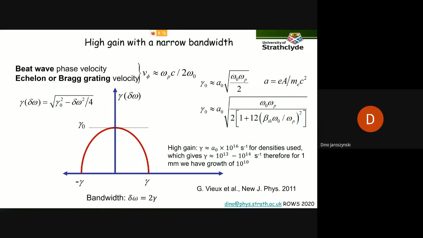So the gain of these amplifiers can be very high. And for the sort of intensities that we work with, between 10^13 and 10^15 watts per square centimeter in the pump laser beam, one can resonantly excite the wave at a very high rate, at about 10^13 to 10^14 hertz. And in one millimeter, potentially the wave can grow by a factor of 10,000.